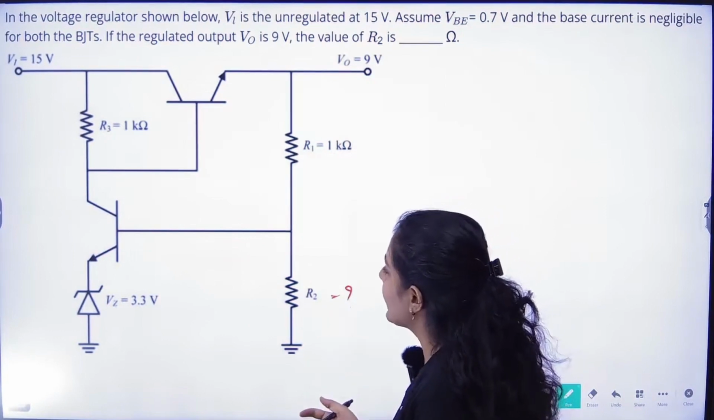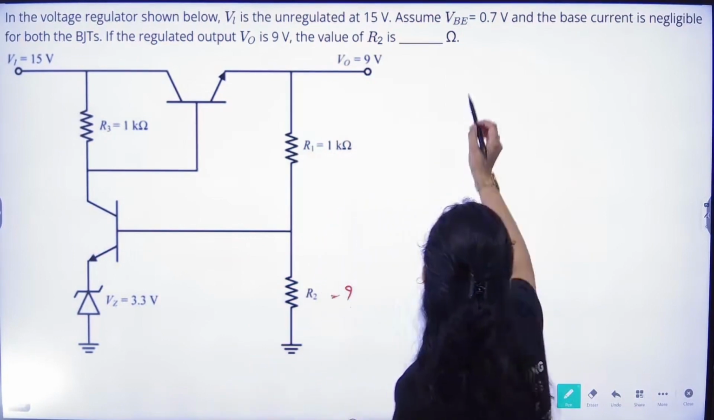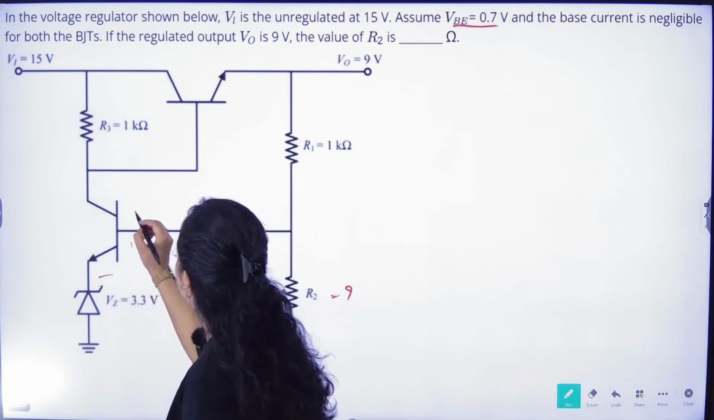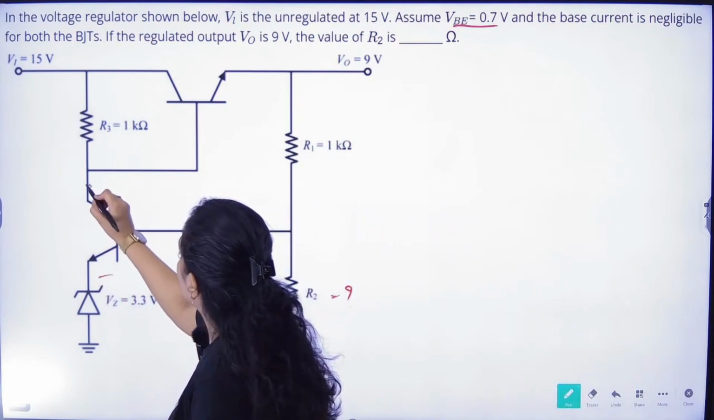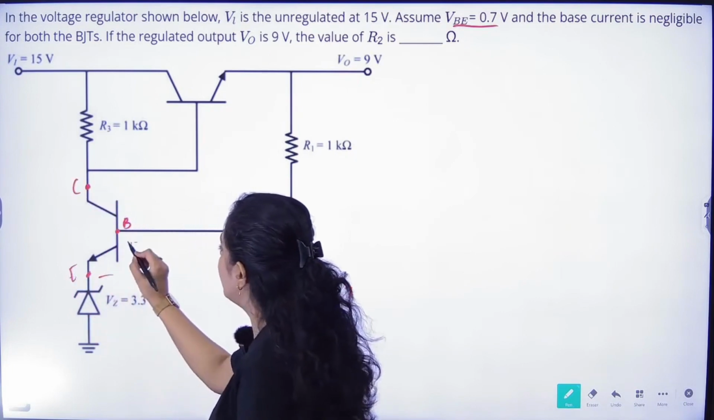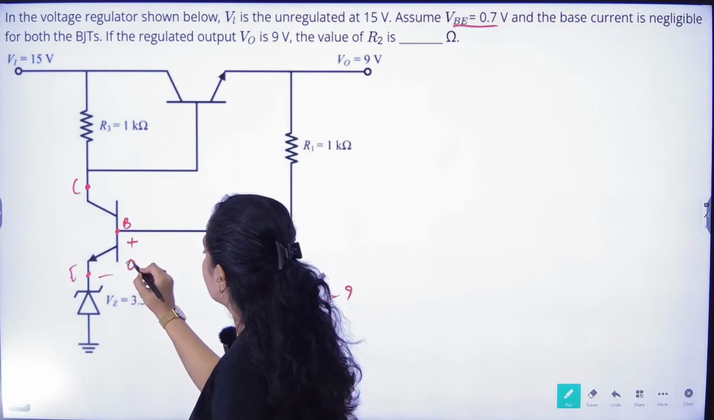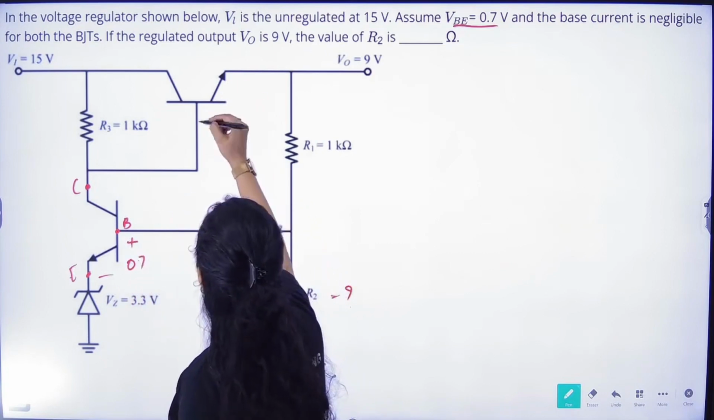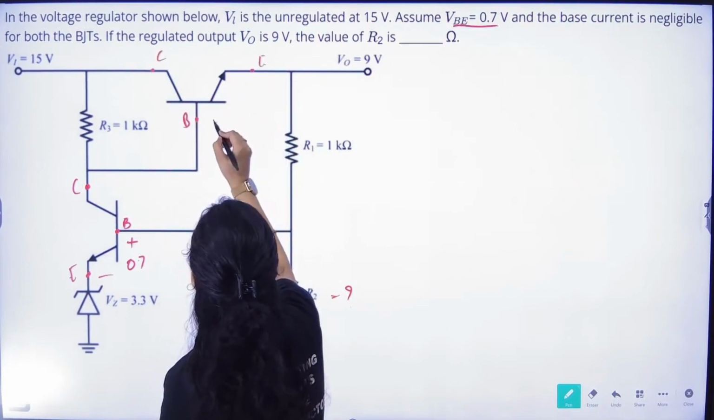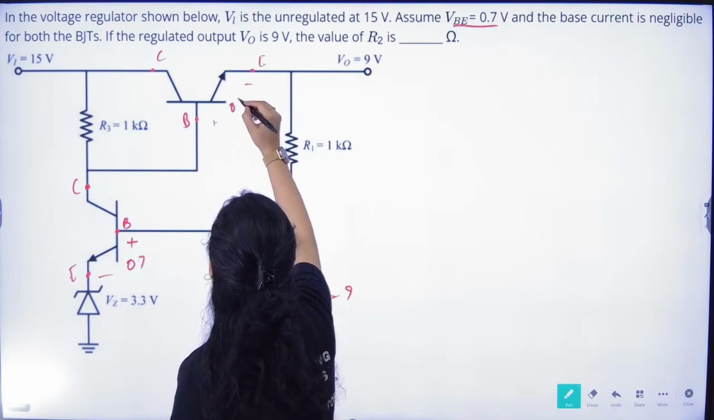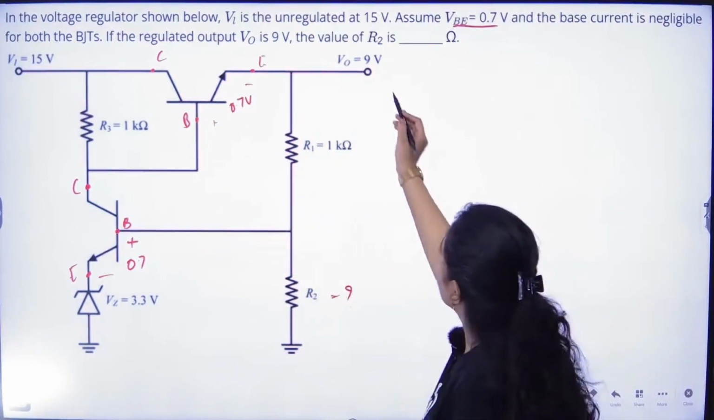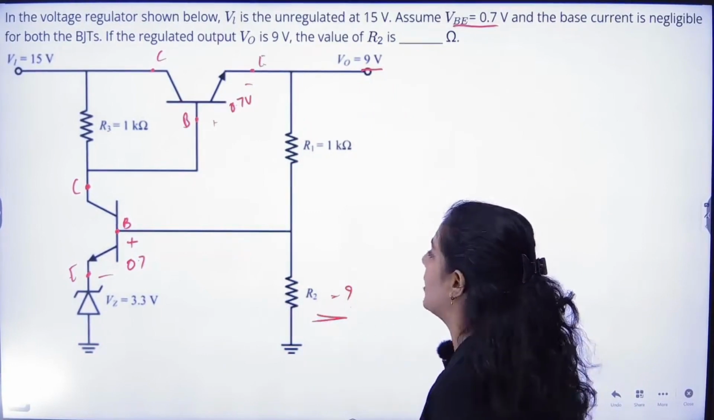Now, what it is saying in the circuit is that the value of VBE is equal to 0.7 in both cases. This is the base terminal, this is the collector, and this is the emitter, so this voltage will be VBE. This is VBE, 0.7 here also, and this is again base, collector, and emitter. So VBE will be equal to 0.7 volts. Now it is saying that the output value is equal to 9 volts. We have to find out the value of R2.